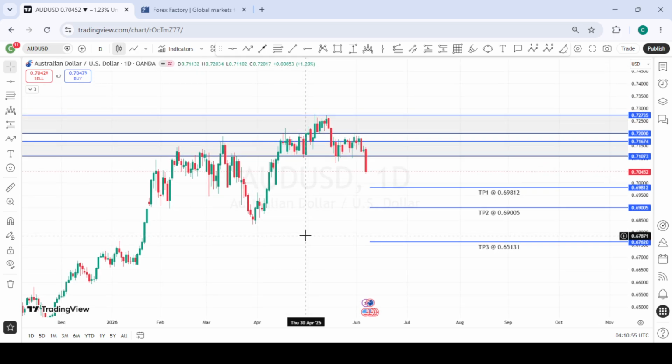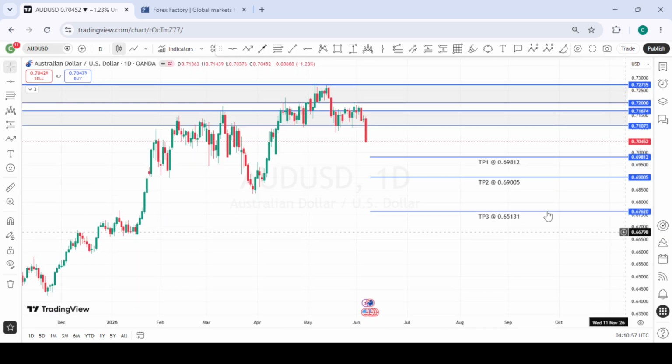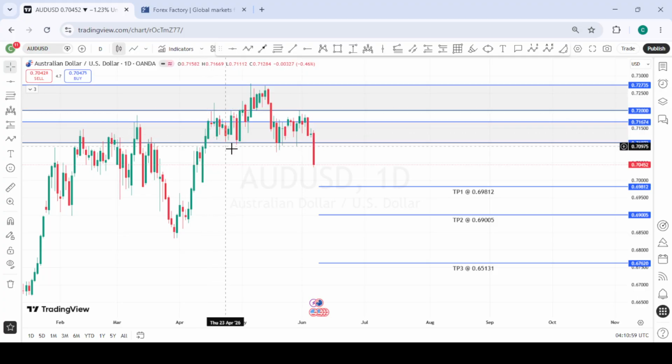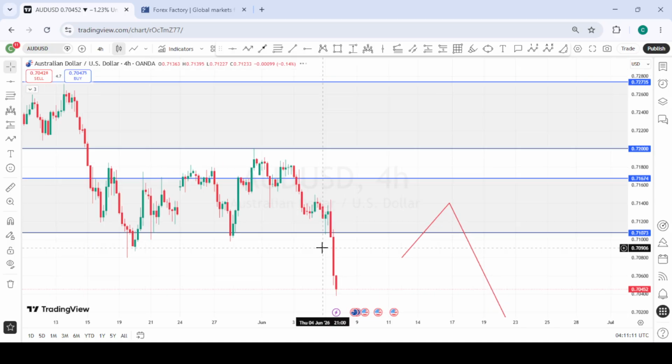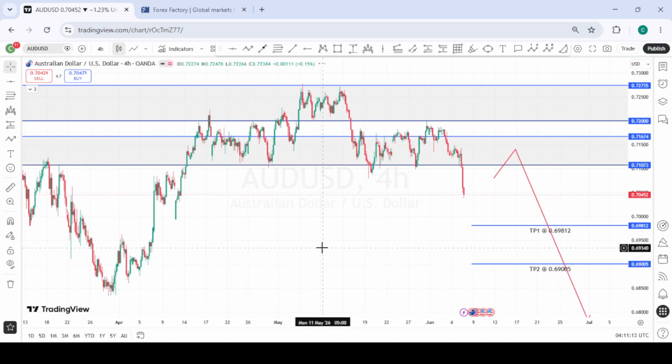This is AUDUSD. AUDUSD has also reacted from a nice area of interest and has given us this beautiful head and shoulder formation. All we are looking forward to is a possible pullback into the neckline and look for selling opportunities to the downside in the coming week. If you're not seeing it clearly, this is the head and shoulder I'm talking about.